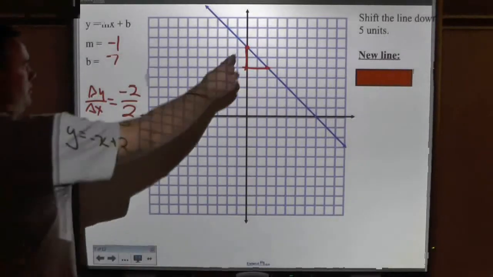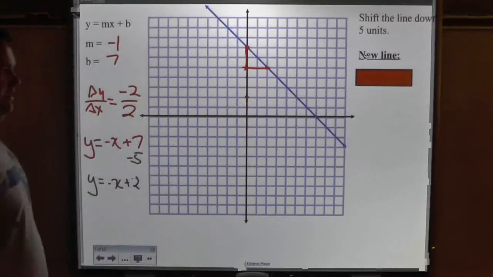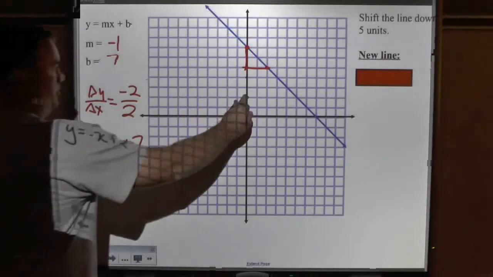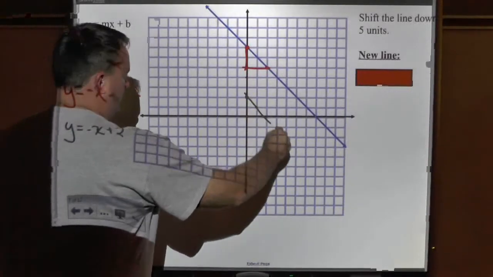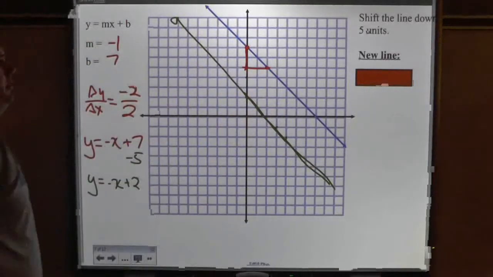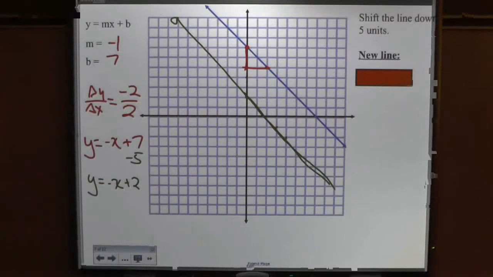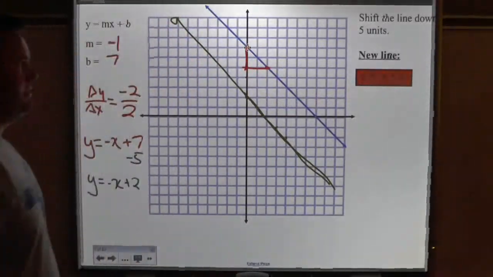You can even check it. Starting here, 1, 2, 3, 4, 5. There's your new y-intercept, 0, 2. Slope, down 1 to the right, down 1 to the right. So, that's your new line. All right, and you can check it out. Just what we want to see.